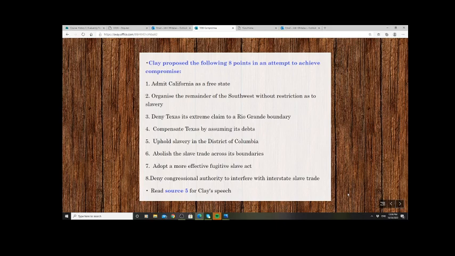Adopt a more effective Fugitive Slave Act, definitely pro-South. Major issue that we'll deal with in the next online lecture. And then number 8, deny congressional authority to interfere with interstate slave trade. So southern states can trade all they want in whatever way they want. That's another pro-southern element. Clay believed that this would bring compromise, that Americans in the Senate would see sense, irrespective of whether you came from Massachusetts or Georgia, that the unity of the country was more important.